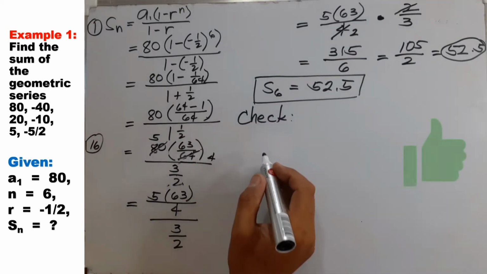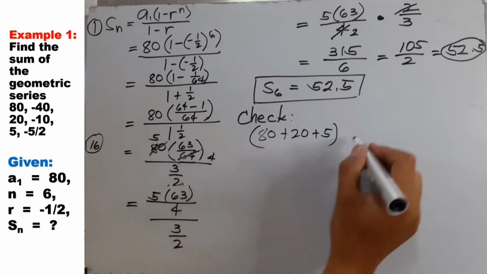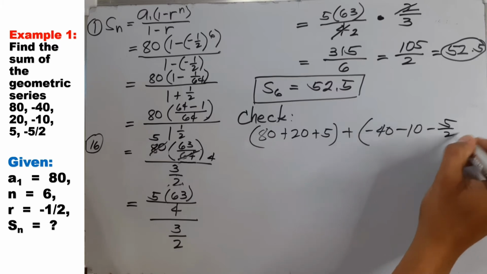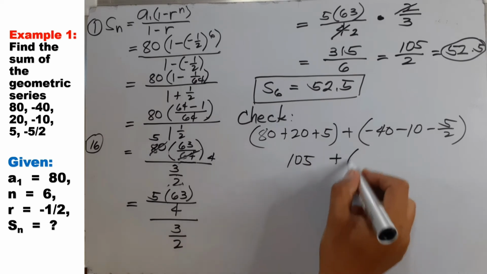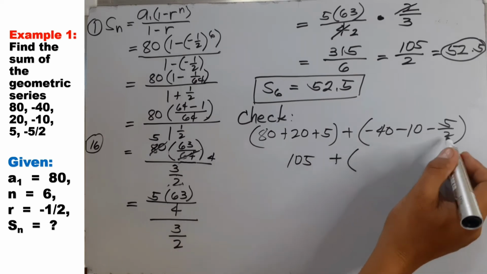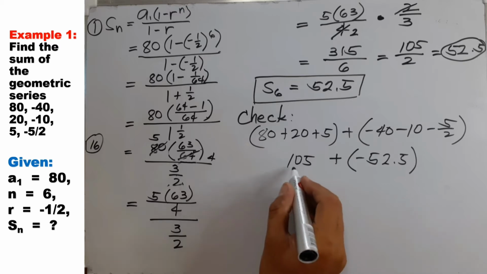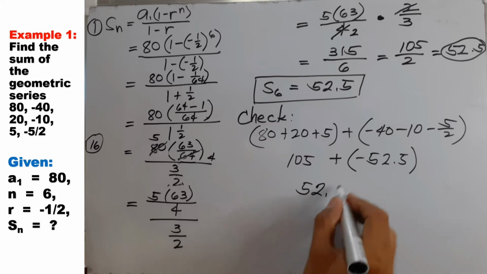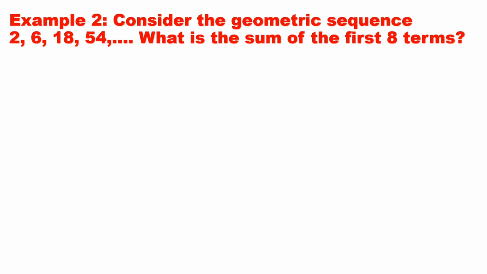To check if the formula is correct, we have 80 plus 20 plus 5 plus negative 40, negative 10, negative 5 halves. 80 plus 20 plus 5 is 105, plus negative 40, negative 10 is negative 50, negative 5 halves is negative 2.5, so we have negative 52.5. 105 positive times negative is negative, so we have 105 minus 52.5 is 52.5. It is the same.